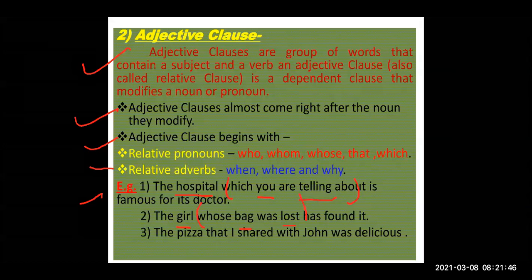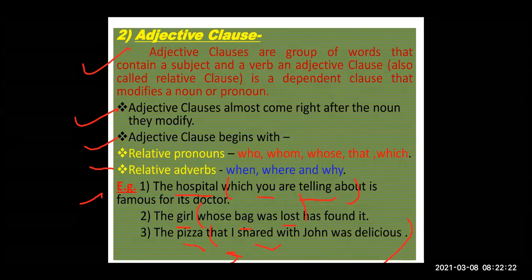Third example: the pizza that I shared with John was delicious. Here I is the subject, shared is the verb, and pizza is the noun. Now which is our adjective clause? That I shared with John was delicious. It is an adjective clause which modifies the noun pizza. Okay.